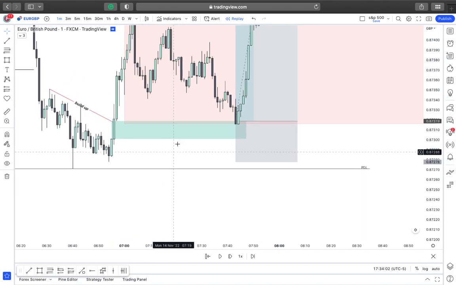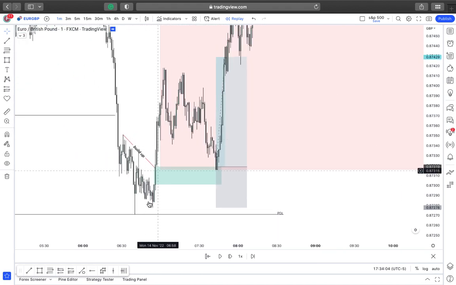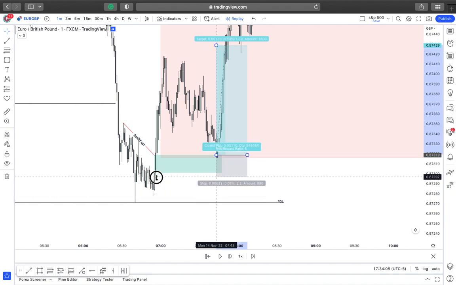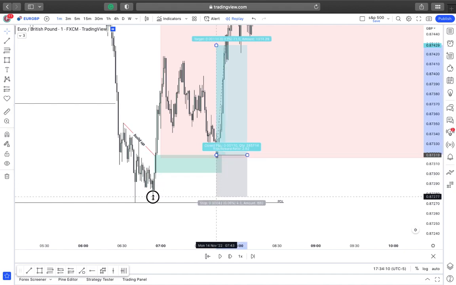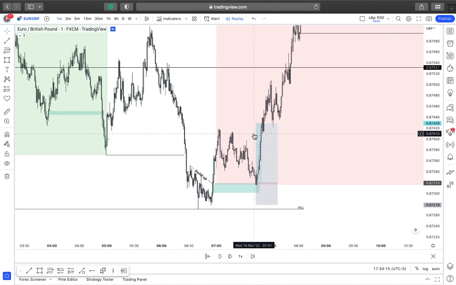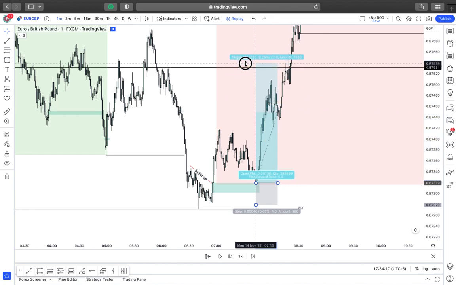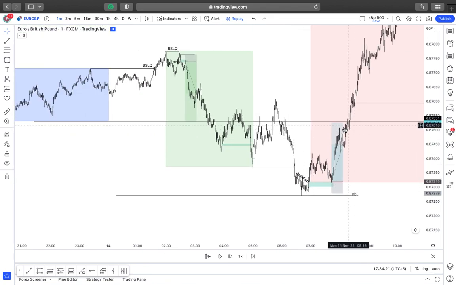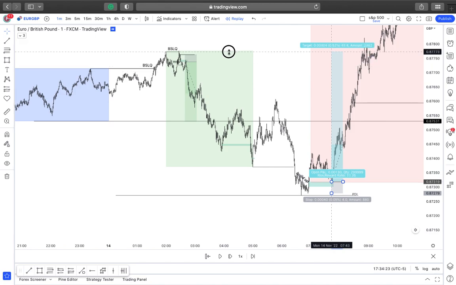This could have been your stop loss. As I said, you could have put your stop loss over here if this was your USD, but in this case our stop loss would be below the order block. So where should my first target be? The 5 hour, and my next target would be the London kill zone highs.